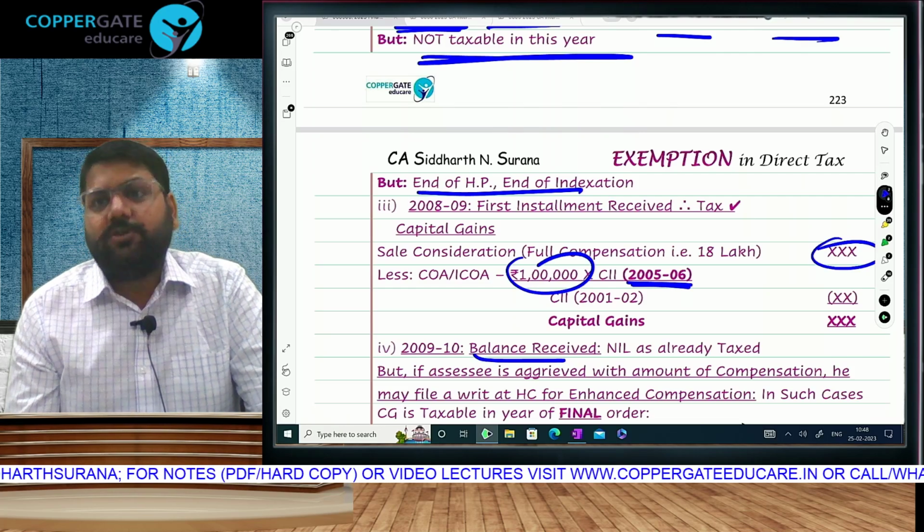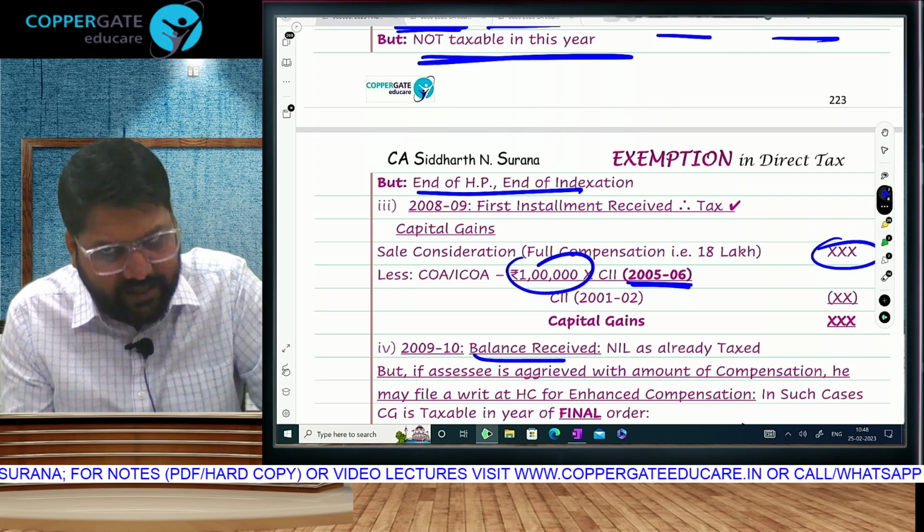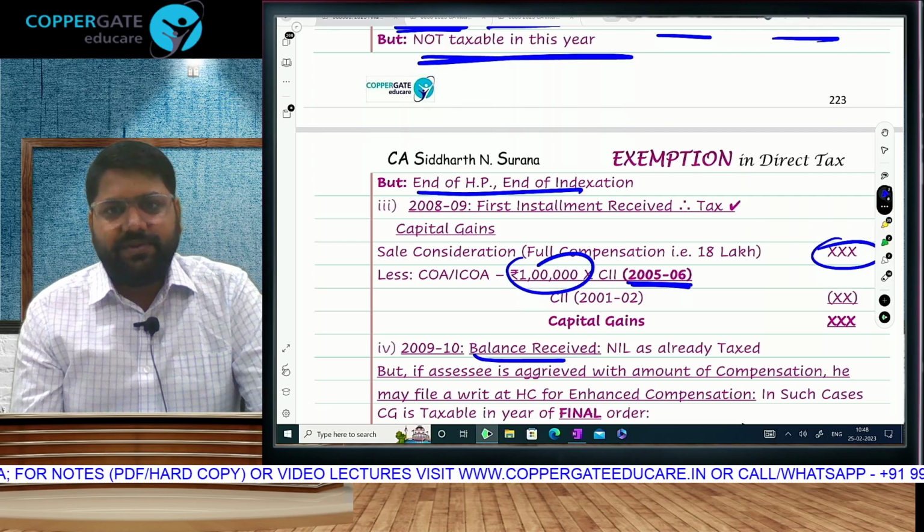Here there is another possibility that the assessee is unhappy, dissatisfied with the amount of compensation that we have paid him.